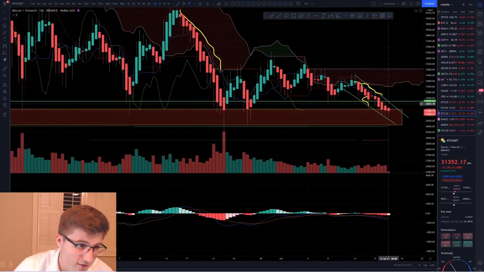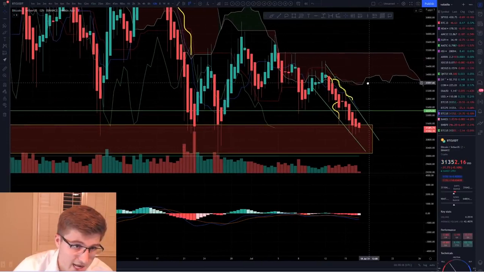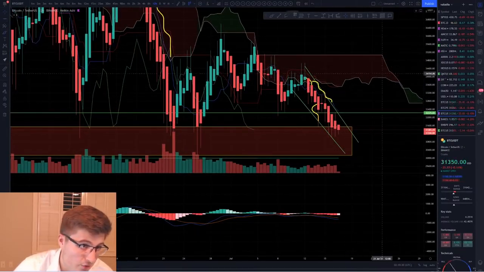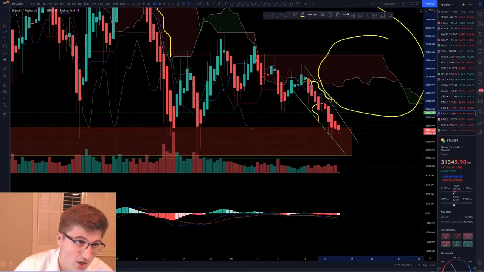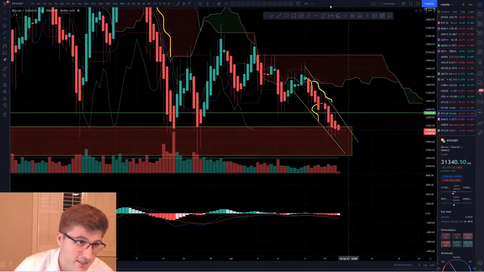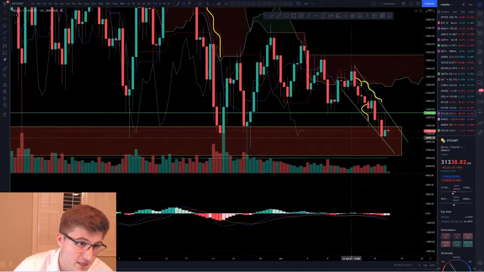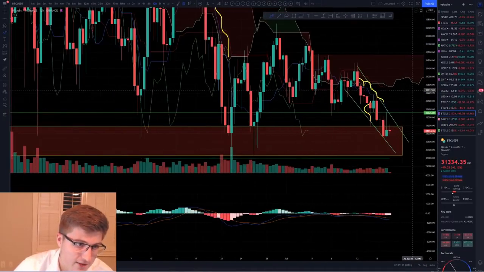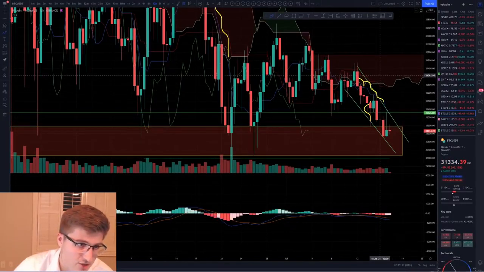So let's go on the 12-hour. Let's see what we're looking at. We have a resistance here at 33K. The larger this Ichimoku cloud is, the stronger this resistance is. It's basically measuring the volatility, the momentum that we have, kind of giving you some idea if we're bullish or bearish based off of that.